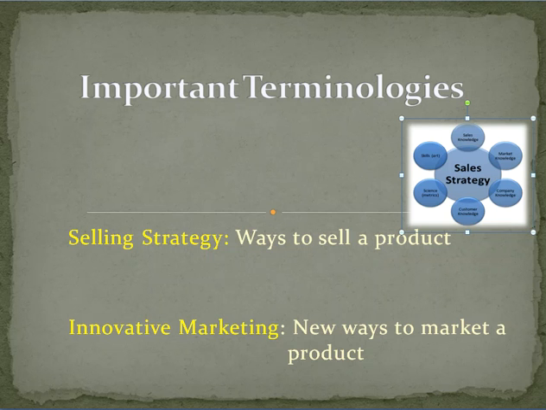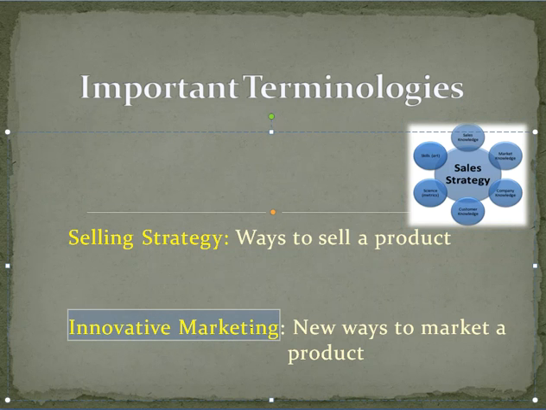Another terminology is innovative marketing, which means, anybody want to say, any guess? Innovative marketing, which means new ways to market a product. How do you market your product? So pay attention to these words when you hear them in this lesson. Then you will understand their meanings when used in a sentence. So let me move to another slide.